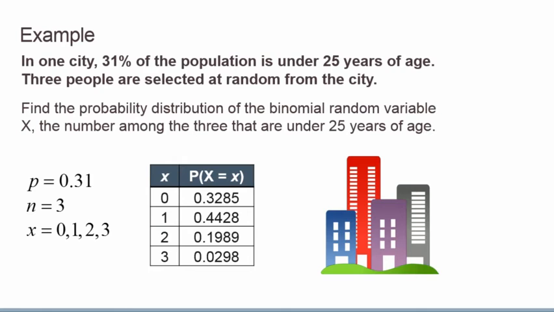Using 4 decimal places, I can create my binomial distribution. When x is 0, the probability is 0.3285. When x is 1, the probability is 0.4428. When x is 2, the probability is 0.1989. When x is 3, the probability is 0.0298.